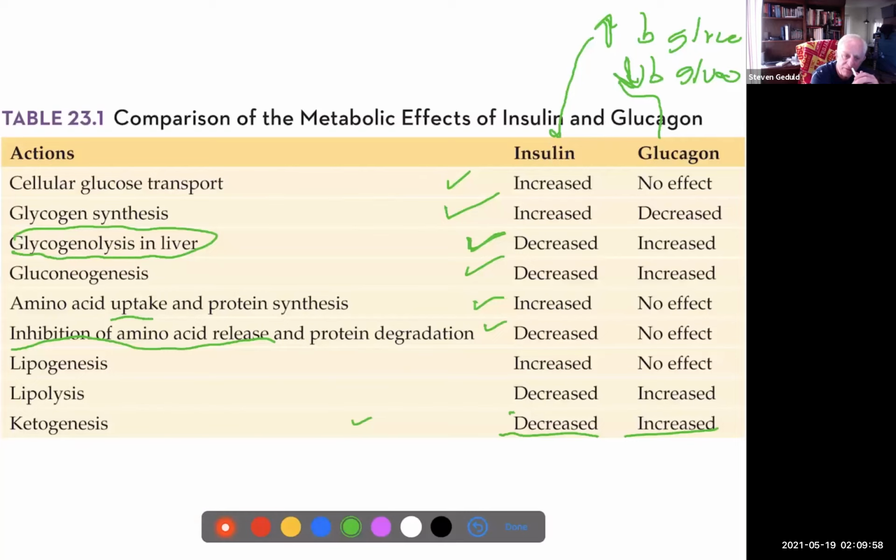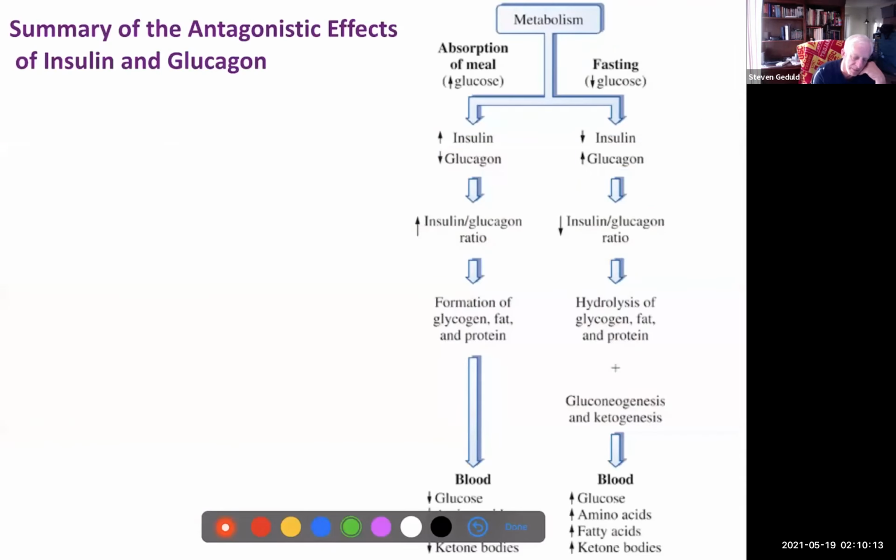You're going to start breaking down your fatty acids. So you're going to increase lipolysis, you're going to increase ketogenesis, the formation of things that can cause energy, that can cause you to raise your blood sugar level. Okay, so here's your antagonistic effects of it.